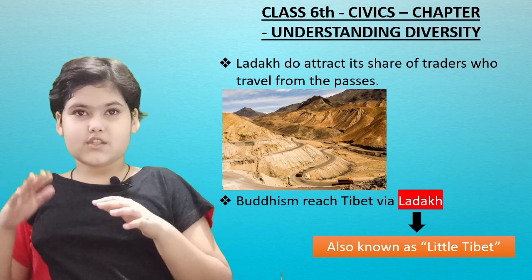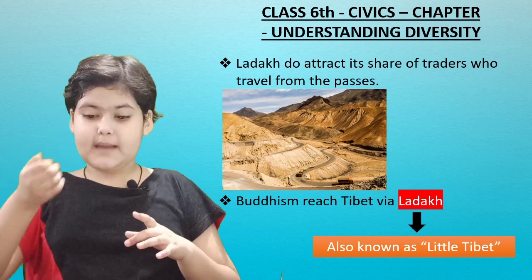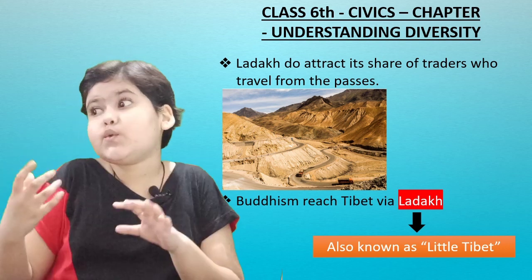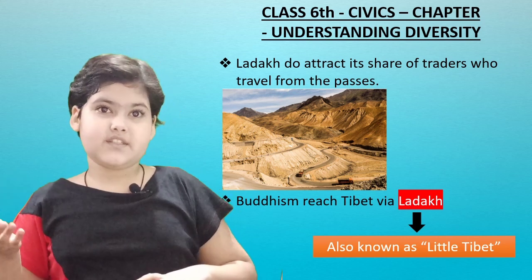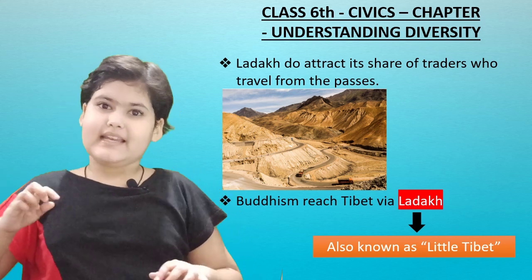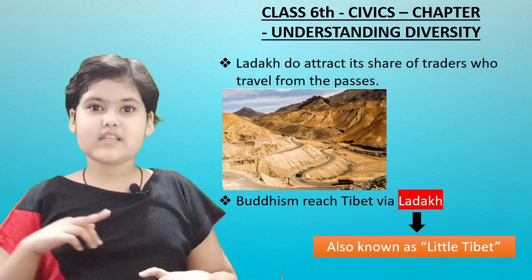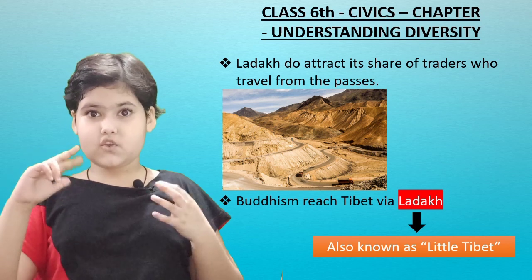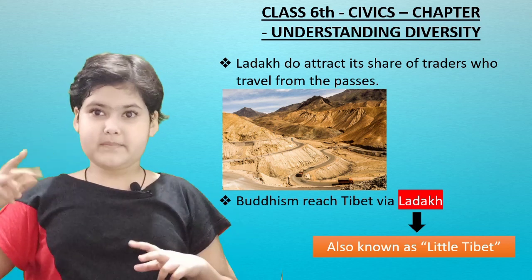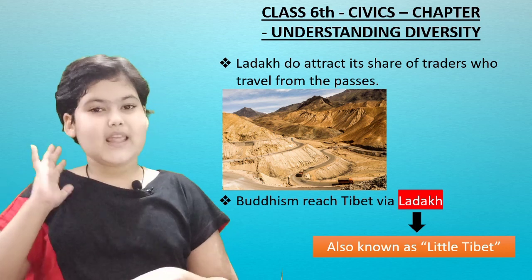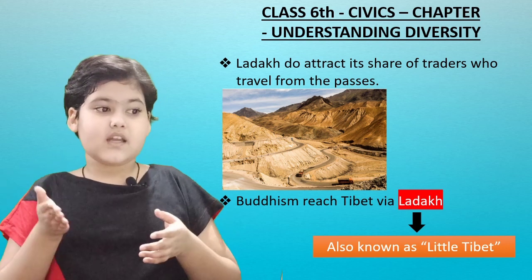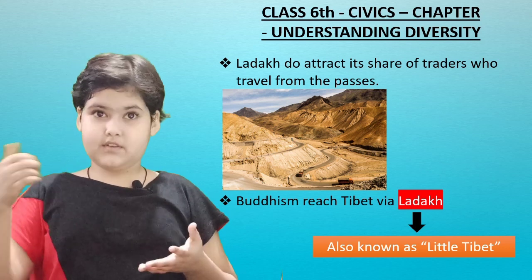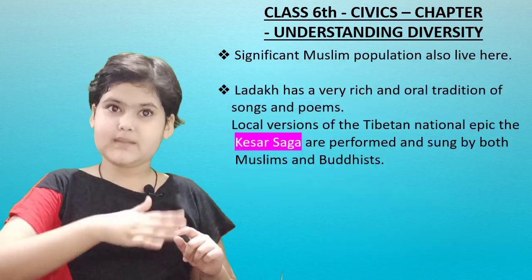Okay, matching. So when the traders are passing through the passes, they get attracted towards Ladakh. They trade with Ladakh. Like the wool, pashmina shawls are sold outside India also, right? So the pashmina shawls are traded from Ladakh, from India. So like that, Ladakh attracts its share of traders, and which traders? Those passing through the passes.